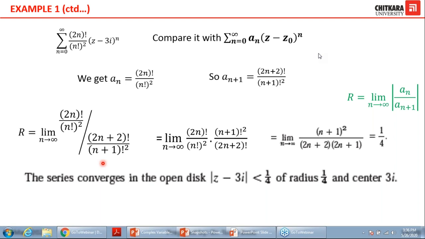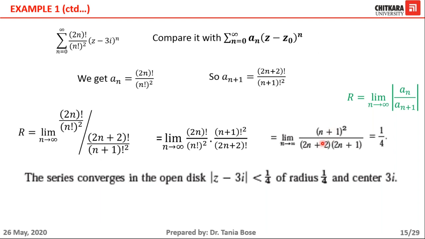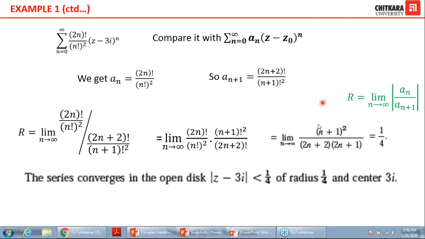Okay, for the last step, I will request all of you to take a pen and a paper and do it on your own. Only then you will be able to do it. Take out n square common from the numerator and denominator and see what is left. You will get 1 plus 1 by n. Here you will get 2 plus 2 by n. This term will become 2 plus 1 by n. And then take n tends to infinity and see, do you get 1 by 4 or not, right? Take a pen and a paper and please do it. Take the limit as n tends to infinity.